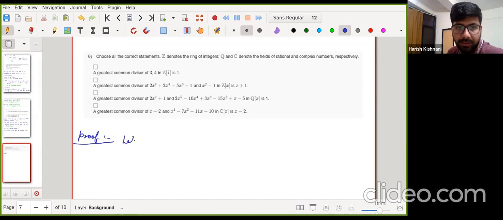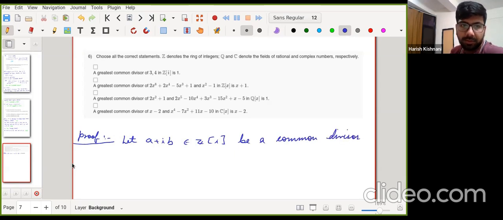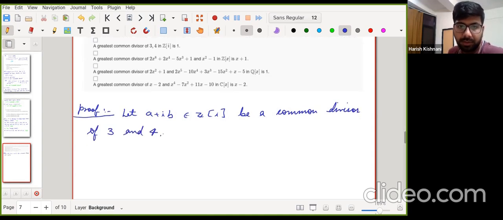Okay. So let a plus ib belonging to Z[i] be a common divisor of 3 and 4. Then what happens?